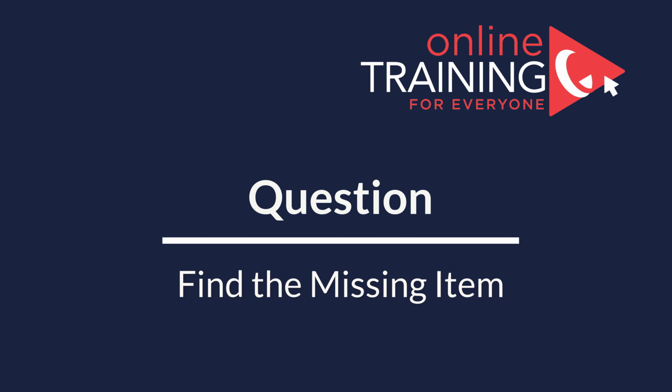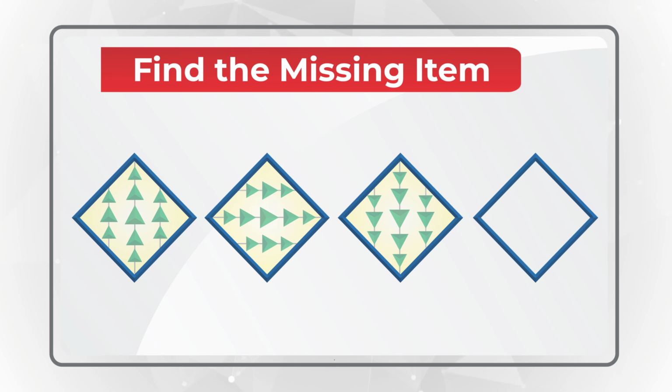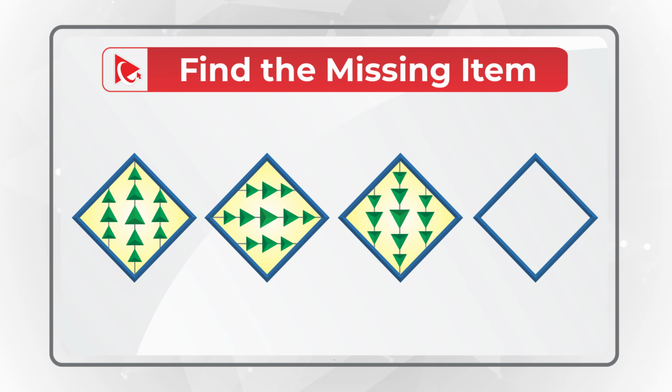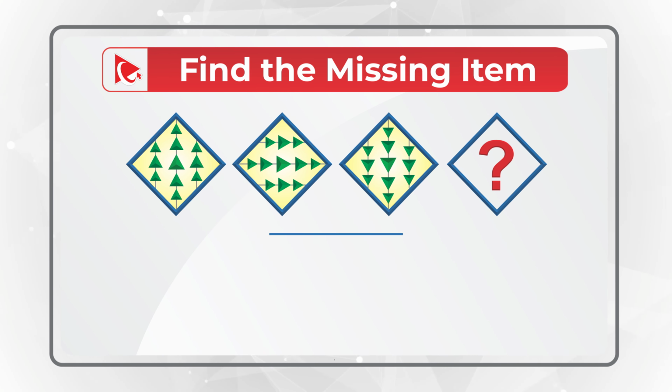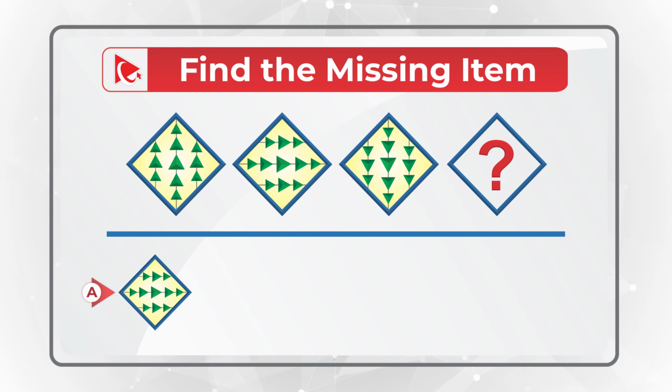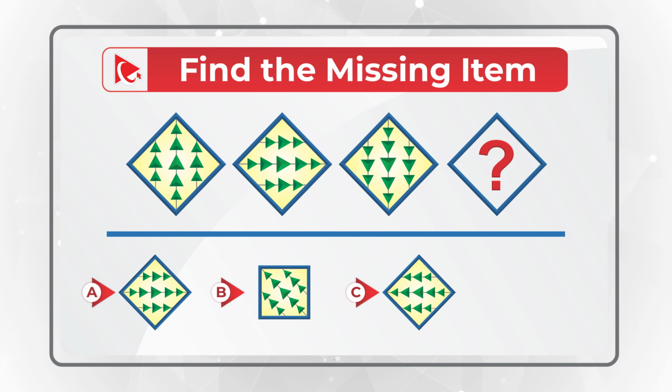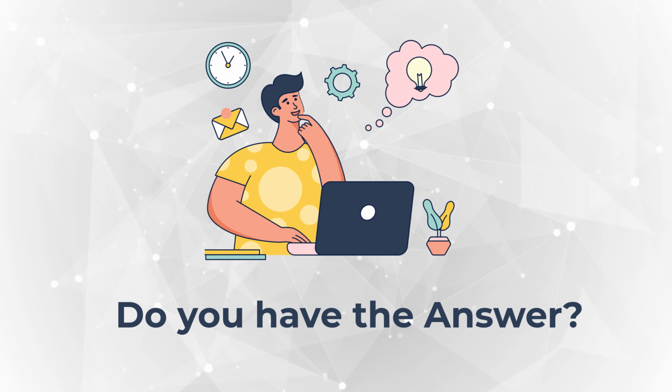Here's an amazing question which tests your analytical skills. You're presented with a set of diamonds. Each diamond has other objects inside, and you need to find the missing diamond, which is diamond number 4. You have 4 different choices to choose from. Choices A, B, C, and D. Take a close look to see if you can come up with the right solution. Are you ready? Do you have the answer?